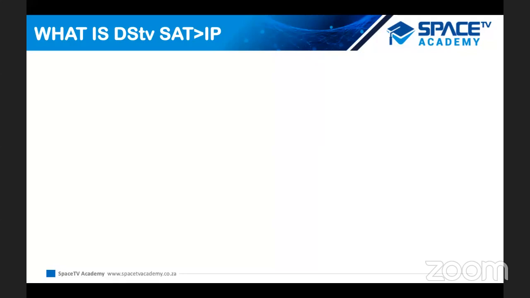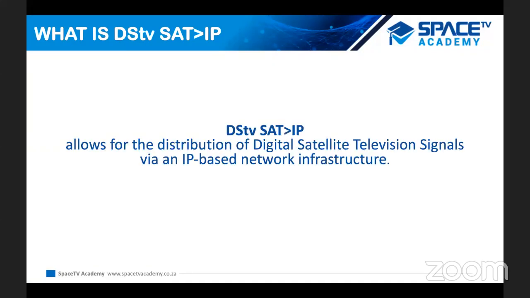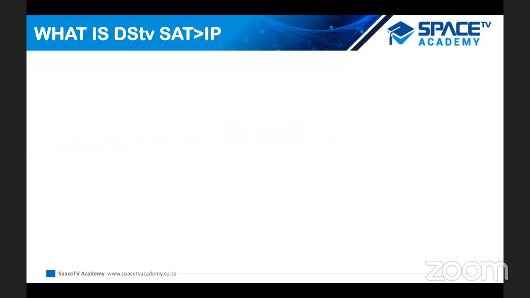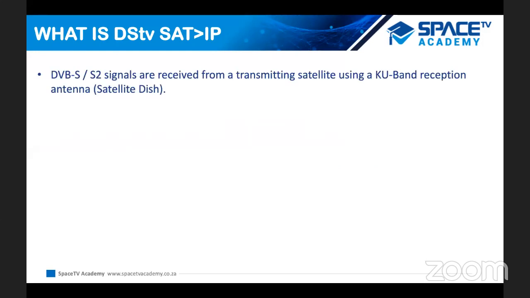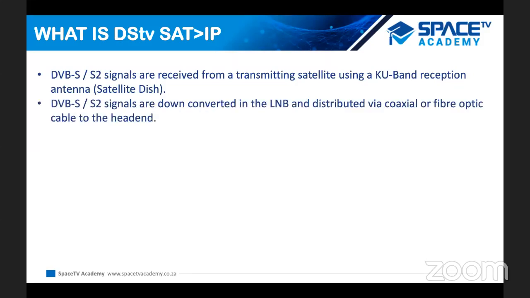Okay, so what is DStv SATIP? DStv SATIP allows for the distribution of digital satellite television signals via an IP-based, basically a computer-based network infrastructure. The DVB-S and S2 signals are received from a transmitting satellite using a Ku-band reception antenna, so satellite dish. So that's a fairly normal situation where you have a satellite dish pointing at a satellite receiving the signals. The signals are then down converted in the LNB and distributed via coaxial or fiber optic cable to the head end, which is still fairly standard.